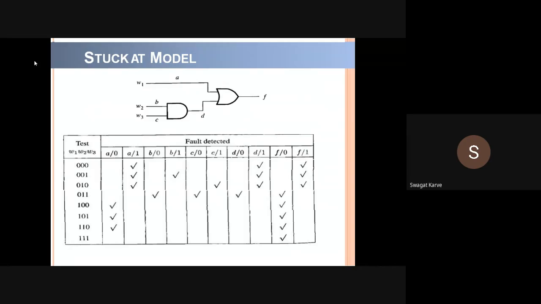And this method of carrying out the testing is known as stuck-at model or fault model testing. One and the same thing.